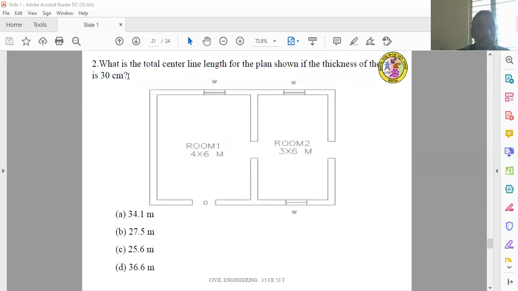Second question: what is the total center to center line length of the plan shown, if the thickness of the wall is 30 centimeter? This is the plan, and the thickness of the wall is 30 centimeter. Then you have to find the total center to center length of all the walls, whether horizontal or vertical. Answer: A, 34.1 meter; B, 27.5 meter; C, 25.6 meter; D, 36.6 meter.